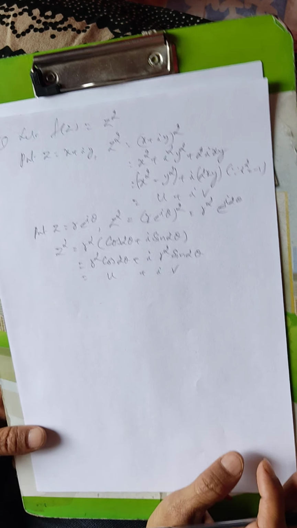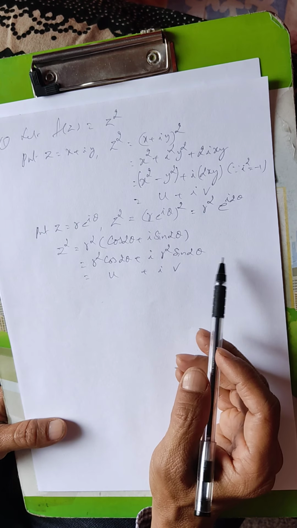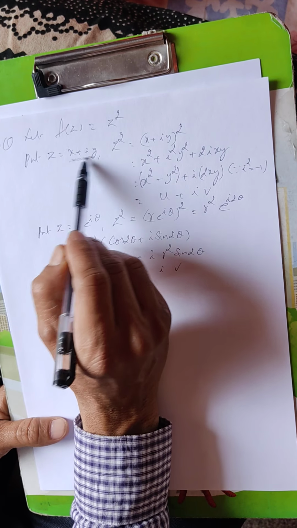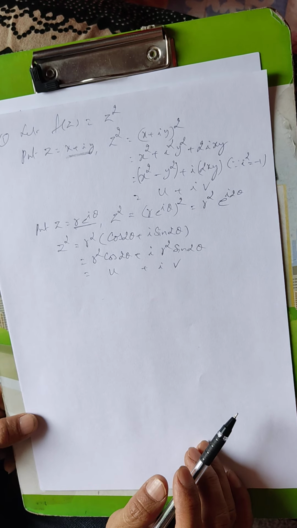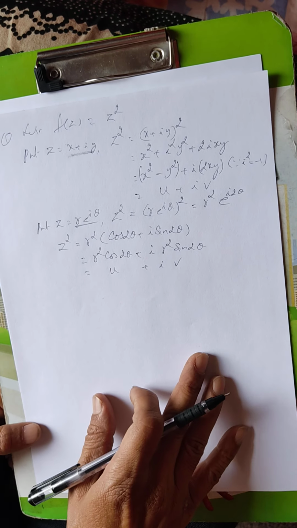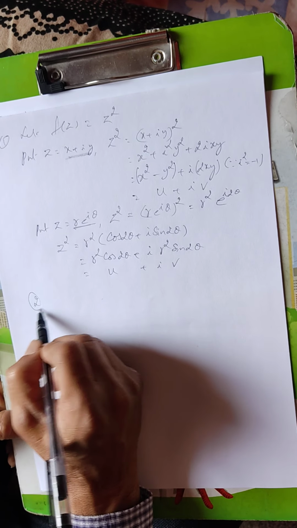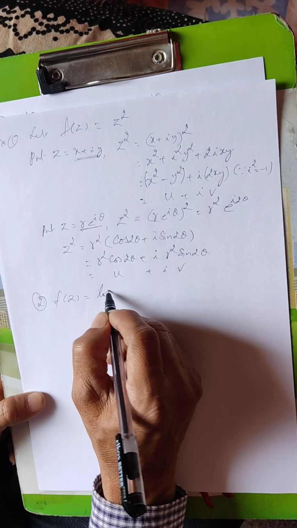So while solving problems, in order to separate the real and imaginary parts u and v, we substitute either the Cartesian form z = x + iy or polar form z = r e^{iθ}, whichever is convenient according to the given function. So let us see the second example. If the given function is f(z) = log z.